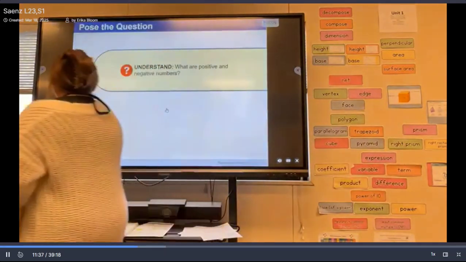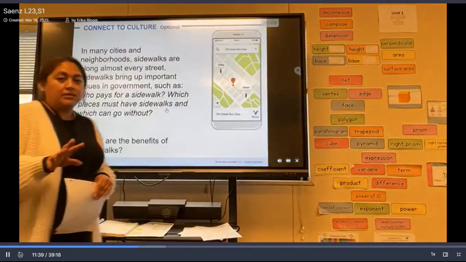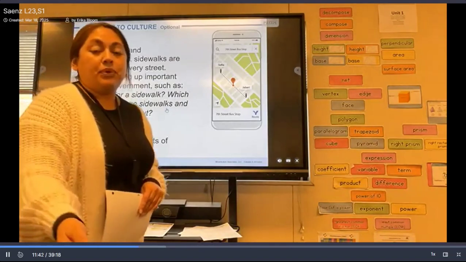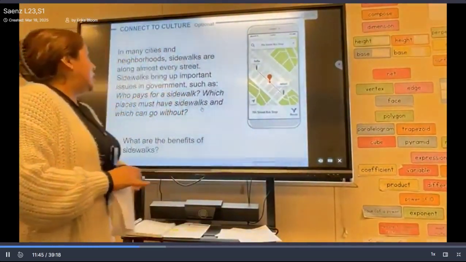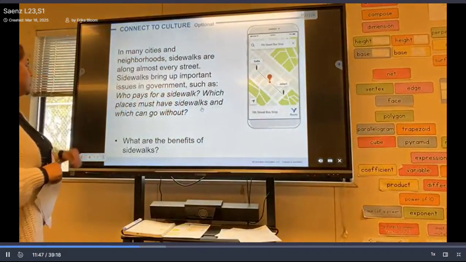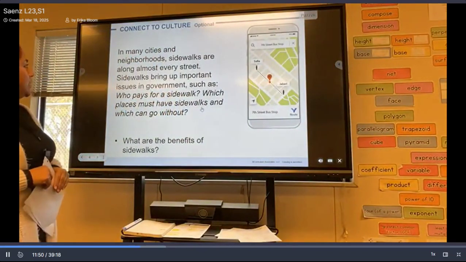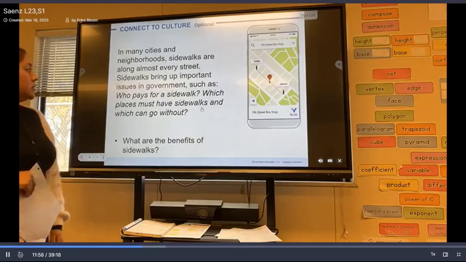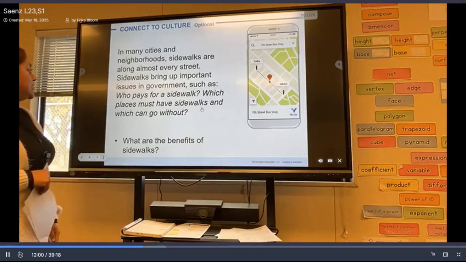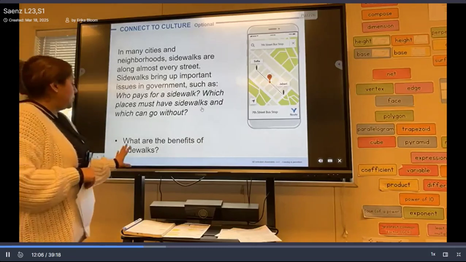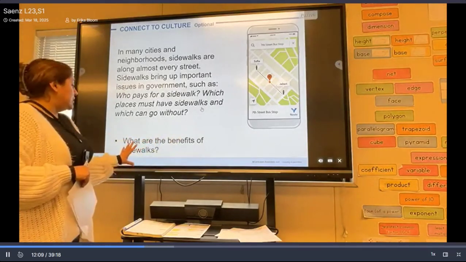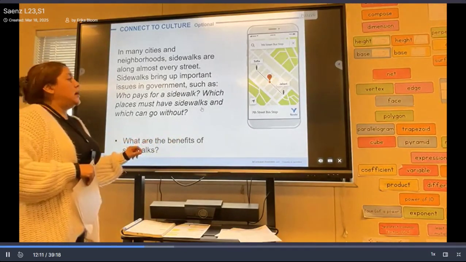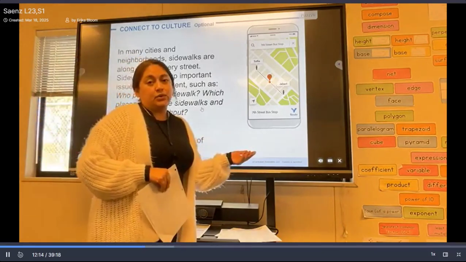Okay, now there's some things that I'm gonna skip, and there's some things that I might just briefly go over. So let's do it. Connect to the culture. It says in many cities and neighborhoods, sidewalks are along almost every street. Sidewalks bring up important issues in government, such as who pays for a sidewalk, which places must have sidewalks, and which can't go without sidewalks. Now, we're not going to talk about why sidewalks are beneficial, because we're not in a whole group setting like we normally do.